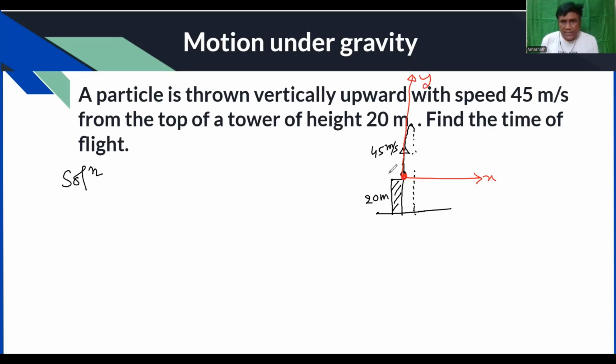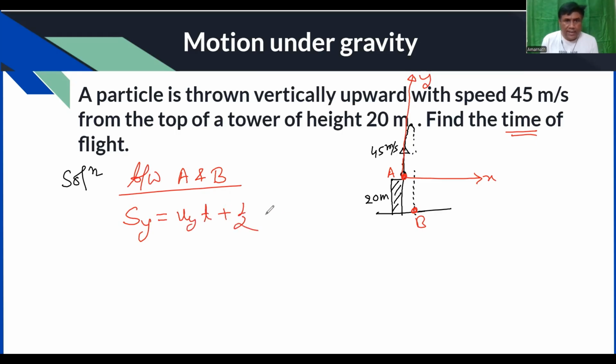Now you see, say this point is A. And to find the time of flight, meaning how long it is flying until it hits the point B, I am writing the equation between A and B, remember. Which equation? I am writing this equation: Sy equal to Uy t plus half Ay t square. Okay.